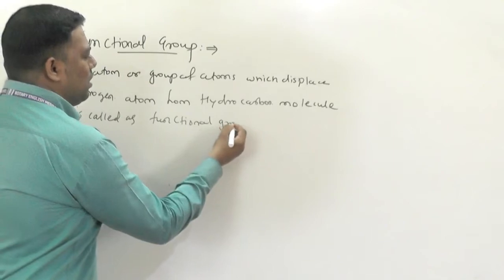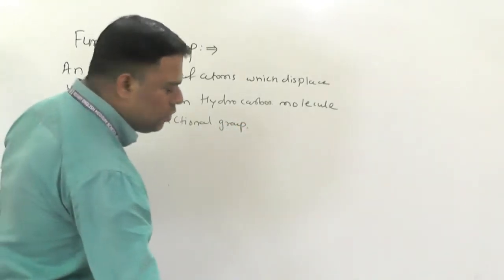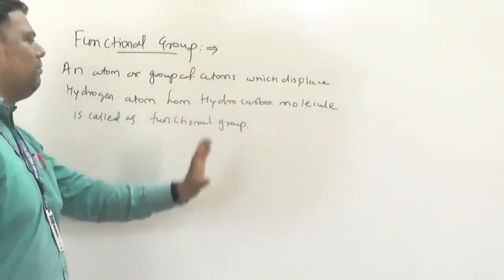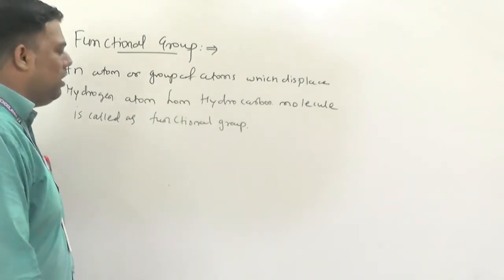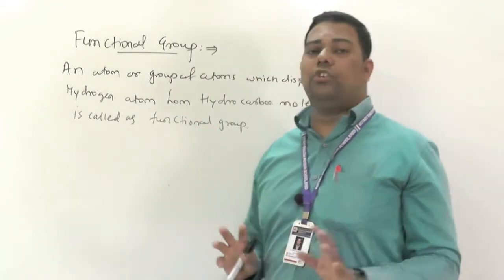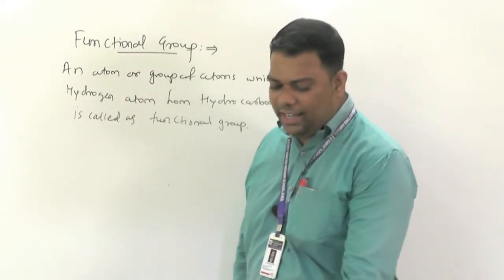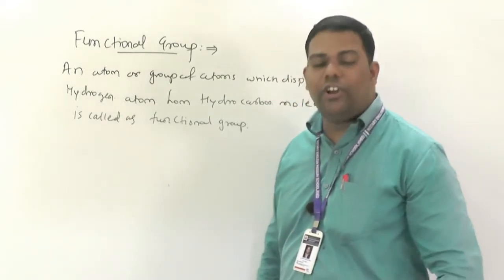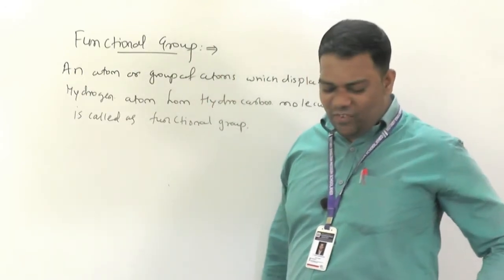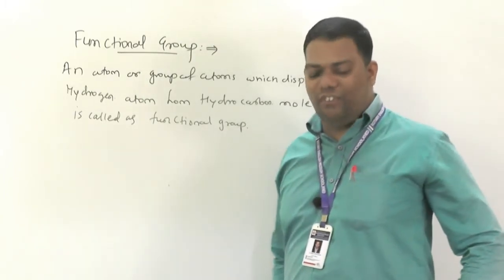Functional group. It's called what? Okay, so this is our definition of functional group: an atom or group of atoms that displaces a hydrogen atom from a hydrocarbon molecule is called a functional group. Whatever your functional group, it determines the chemical characteristics, or we can say properties, of an organic compound.